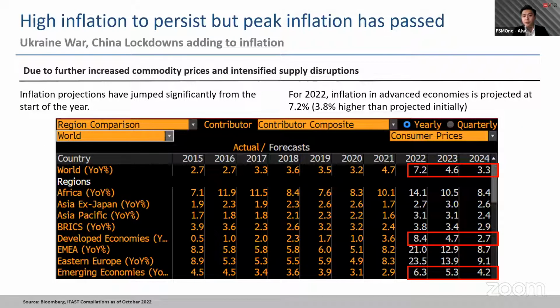So according to the above mentioned reasons, it looks like higher inflation is to persist. But on the positive side, though, we think that the peak inflation has passed. Inflation projections have jumped significantly from the start of the year. As you can see from this table, it shows the Bloomberg estimate of inflation. The world data here shows that world inflation is about to be 7.2% in 2022, 4.6% in 2023, and 3.3% in 2024. Whereas the IMF is predicting inflation to be around 8.8% in 2022, 6.5% in 2023, and 4.1% in 2024.